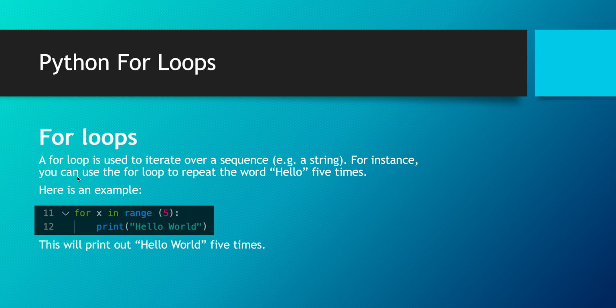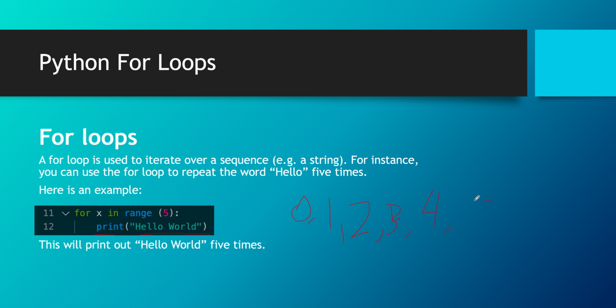So x is just a variable. It starts automatically from 0. So in range 5, it basically means it starts from 0. It will print out hello world when x is equal to 0. And 1, it will print it out again. So 2 times already. And then when x is equal to 2, it will print it out again. Same as 3, same as 4.